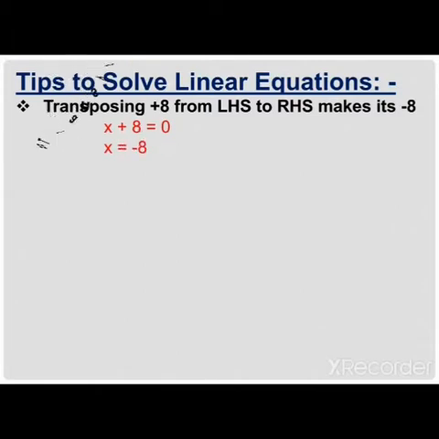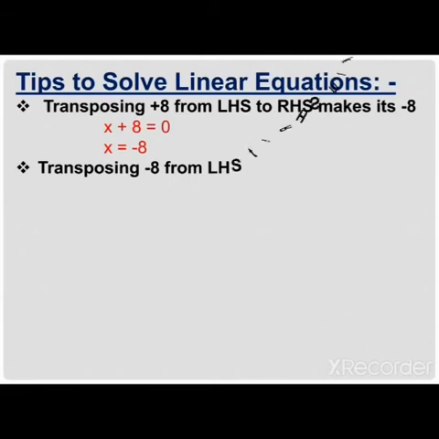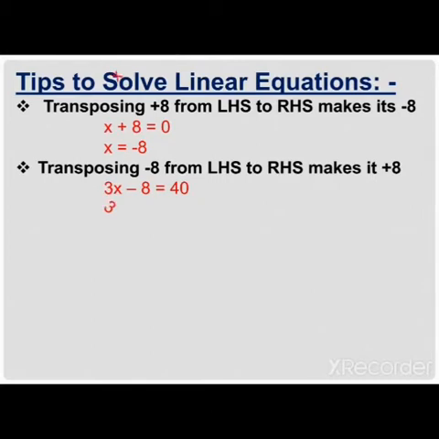Second tip is transposing minus 8 from left hand side to right hand side, it becomes plus 8. Example, 3x minus 8 equal to 40. Now here minus 8 is given. So we have to shift it to the right hand side. So the answer is 3x equal to 40 plus 8.